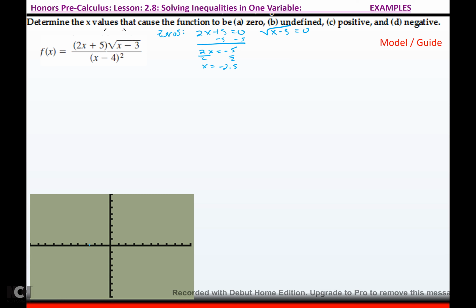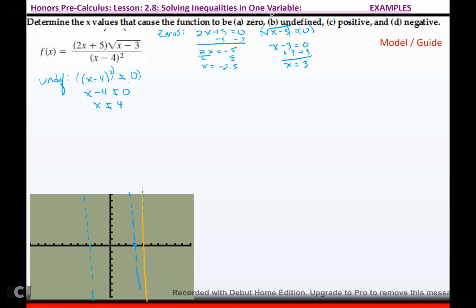So there's a 0 at negative 2.5. This one, I square both sides, I get x minus 3 equals 0, add 3, I get x equals 3. There's going to be a 0 at 3. Okay, so there's my zeros. To get my undefined, the denominator can never equal 0. x minus 4 can't equal 0, so x can't equal 4. So at 4, you're going to have an asymptote. Let's make that a different color.